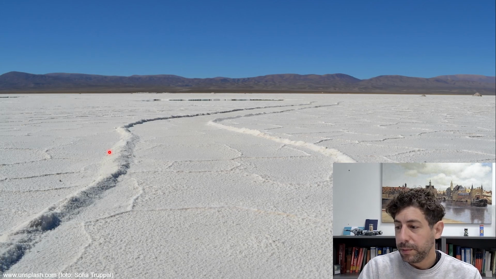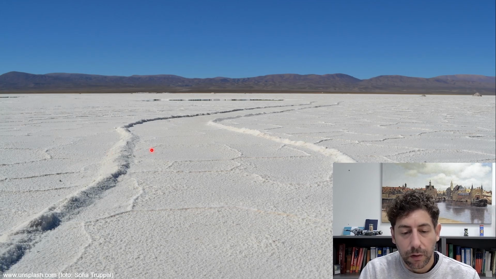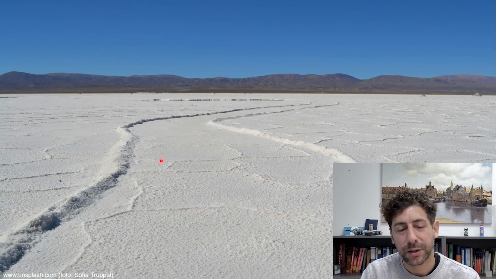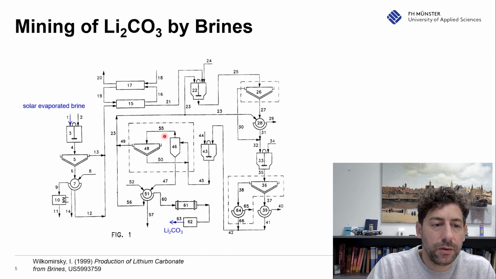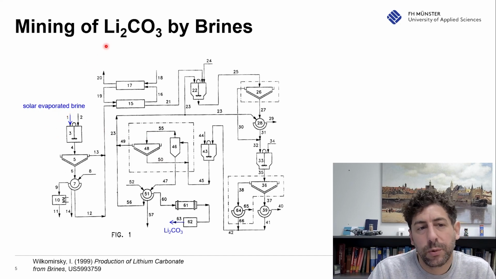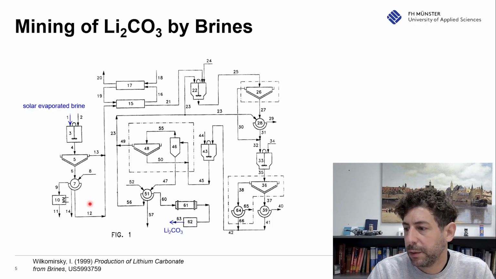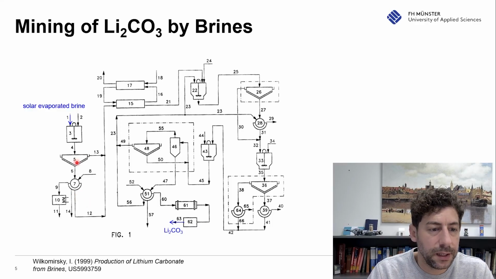And therefore we have multiple examples, and one example we often use is lithium. So here you see a picture from the Atacama Desert, and from there we get lithium from brines, and at the end we get lithium carbonate. And in the process we have multiple times where we have a fluid flowing through a bed. So we have it here and here. This is sedimentation, this is filtration.